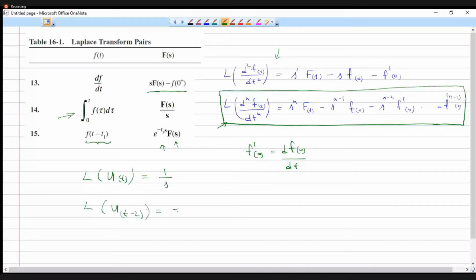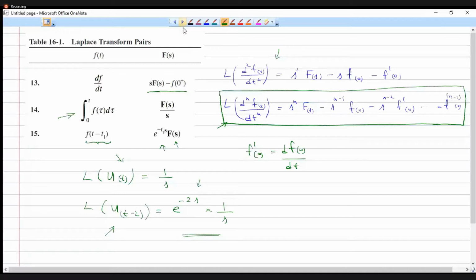I have to only multiply with e power minus 2s into 1 by s. So just multiply it with e power minus 2s. So this is the property that you can use, because you already know what is the Laplace transform of u of t, which is equal to 1 by s. So you'll be able to deduce what is the Laplace transform of u of t minus 2, that is time shifted. So when you come to the frequency domain, you have to only multiply it with e power minus 2s and the transformation of the original function.